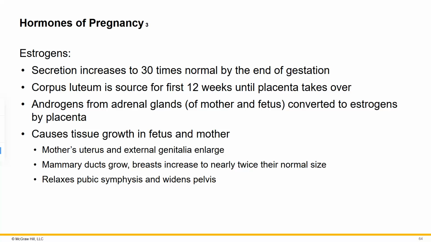Androgens from adrenal glands of mother and fetus are converted to estrogens by the placenta. Causes tissue growth in the fetus and mother. The mother's uterus and external genitalia enlarge. Mammary ducts grow, breasts increase to nearly twice their normal size, and it relaxes the pubic symphysis and widens the pelvis.